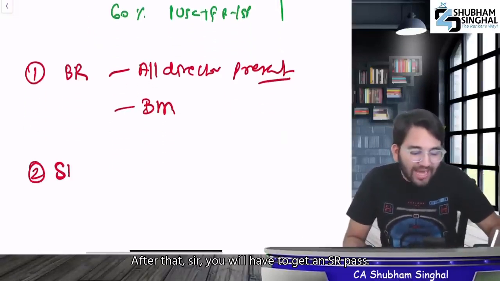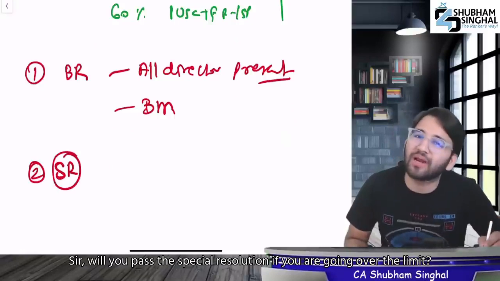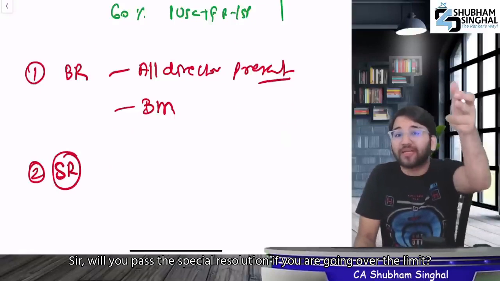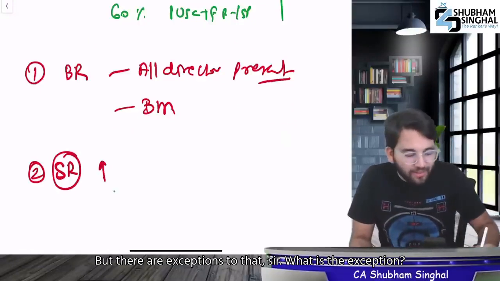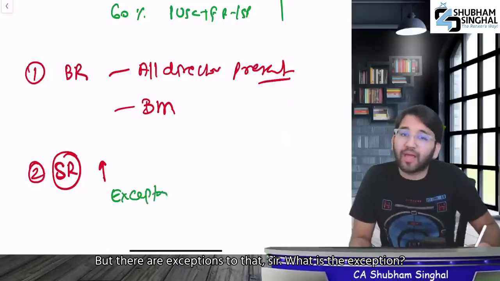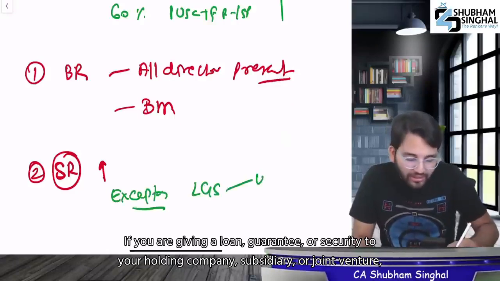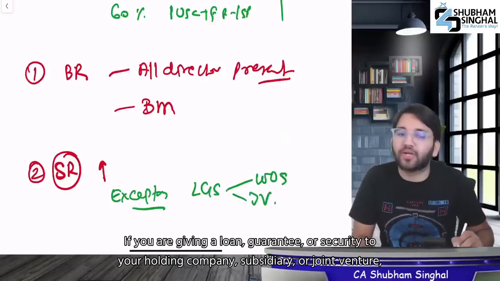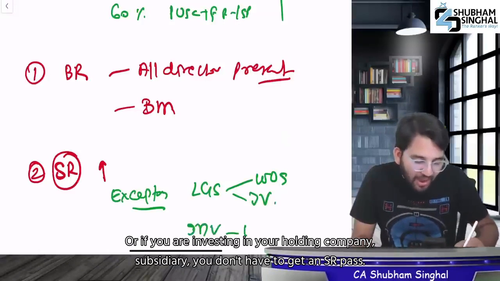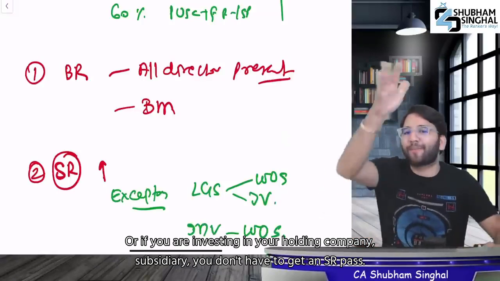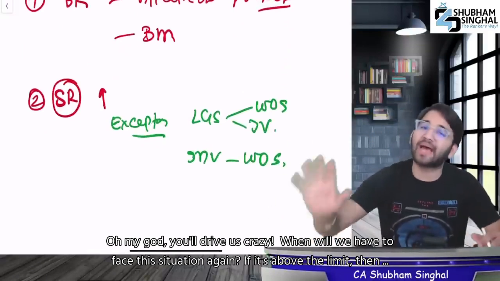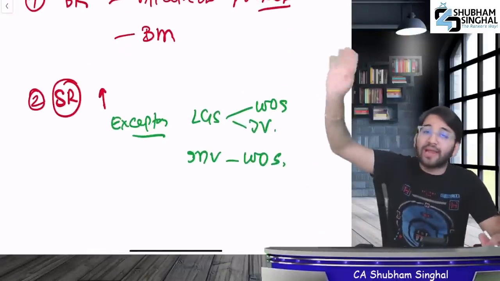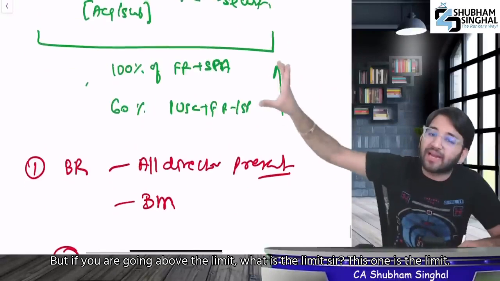After that, you will have to pass the special resolution, SR. Will you pass the special resolution if you are going over the limit? Even if you're going above the limit, you will still have to get the SR passed. But there are exceptions to that. What is the exception? If you are giving a loan, guarantee or security to your own subsidiary or joint venture, or if you are investing in your holding company or subsidiary, you don't have to get an SR passed. When will we have to pass the SR? We have to pass the SR when we are above the limit, okay? But what is the limit? This is the limit.